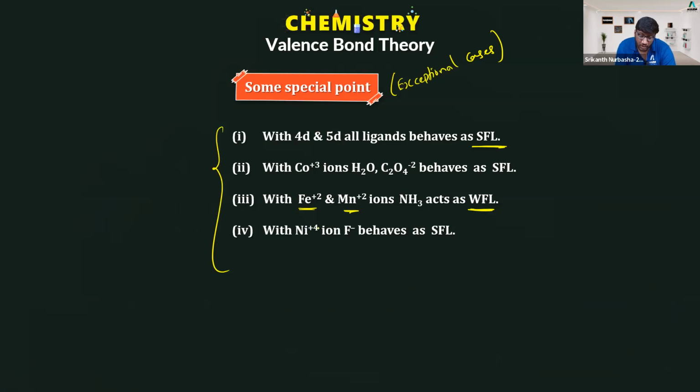With nickel in the plus 4 state, F minus behaves as a strong field ligand. All of you write down this. F minus is a halide ion. Halide ions are weak field ligands. But with nickel in the plus 4 state, F minus behaves as a strong field ligand. Not all halide ions, only F minus.